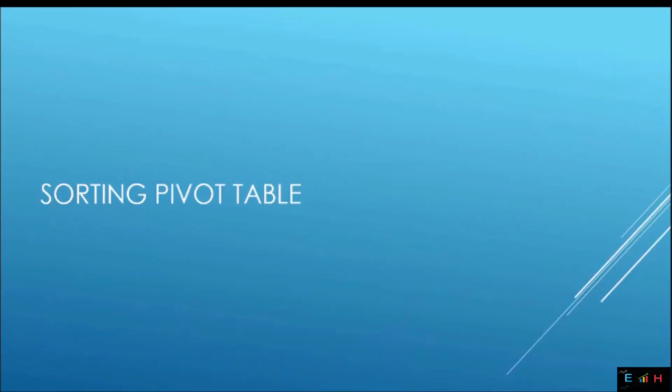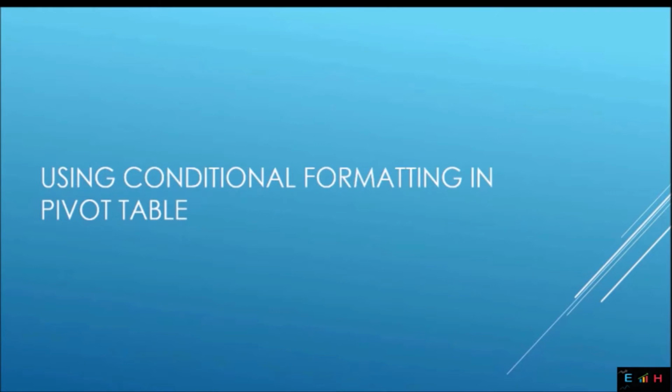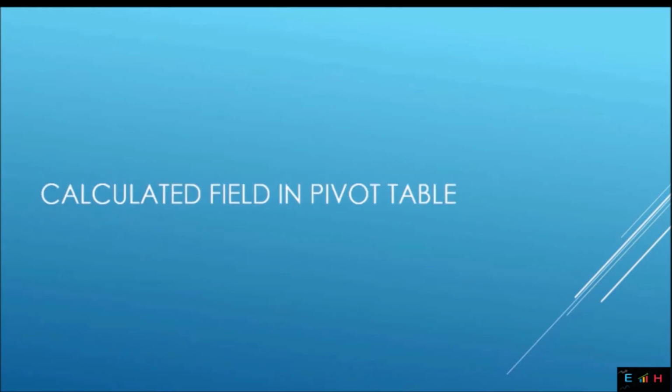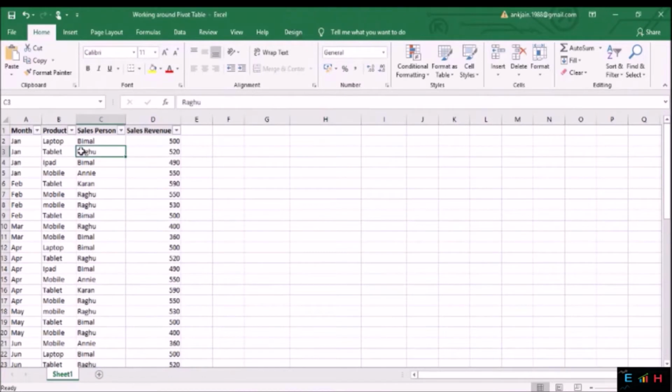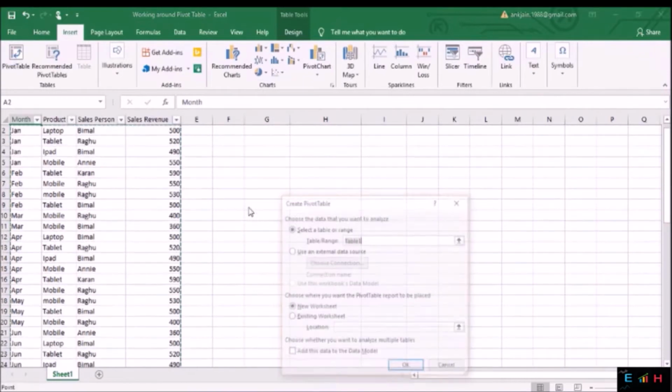First would be sorting pivot table, using conditional formatting in pivot table, calculated field in pivot table, and giving ranking to our data. So let's start. So this is the dummy data I have taken. You all know how to make pivot table. You need to go to insert, pivot table.